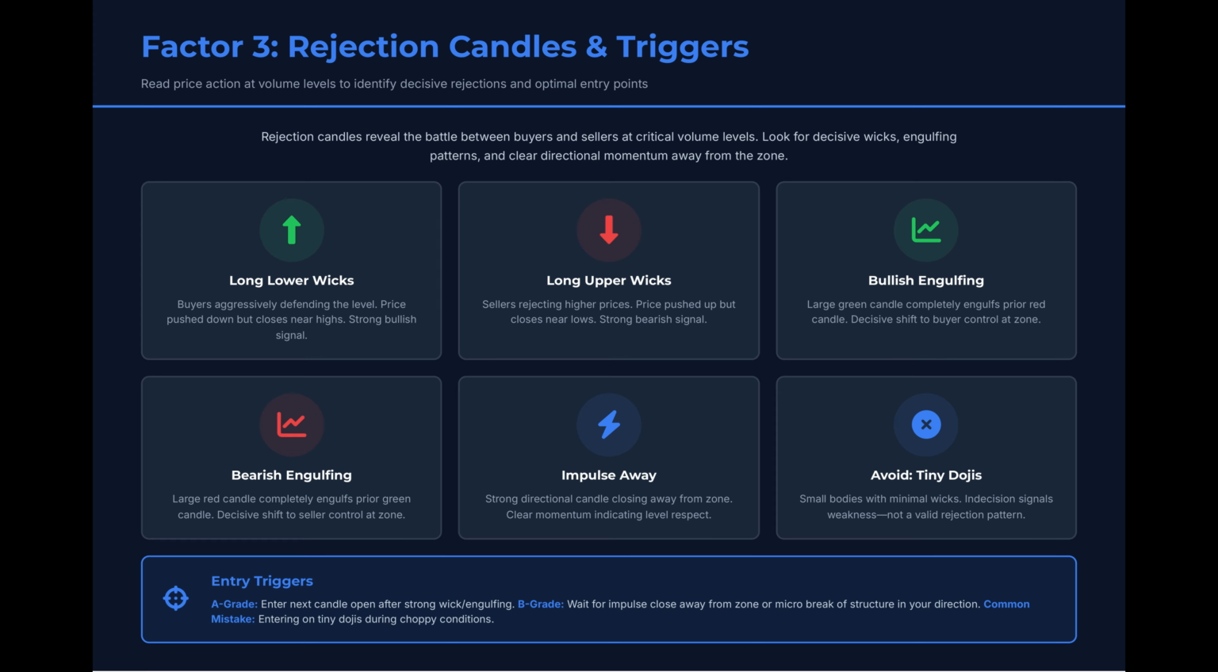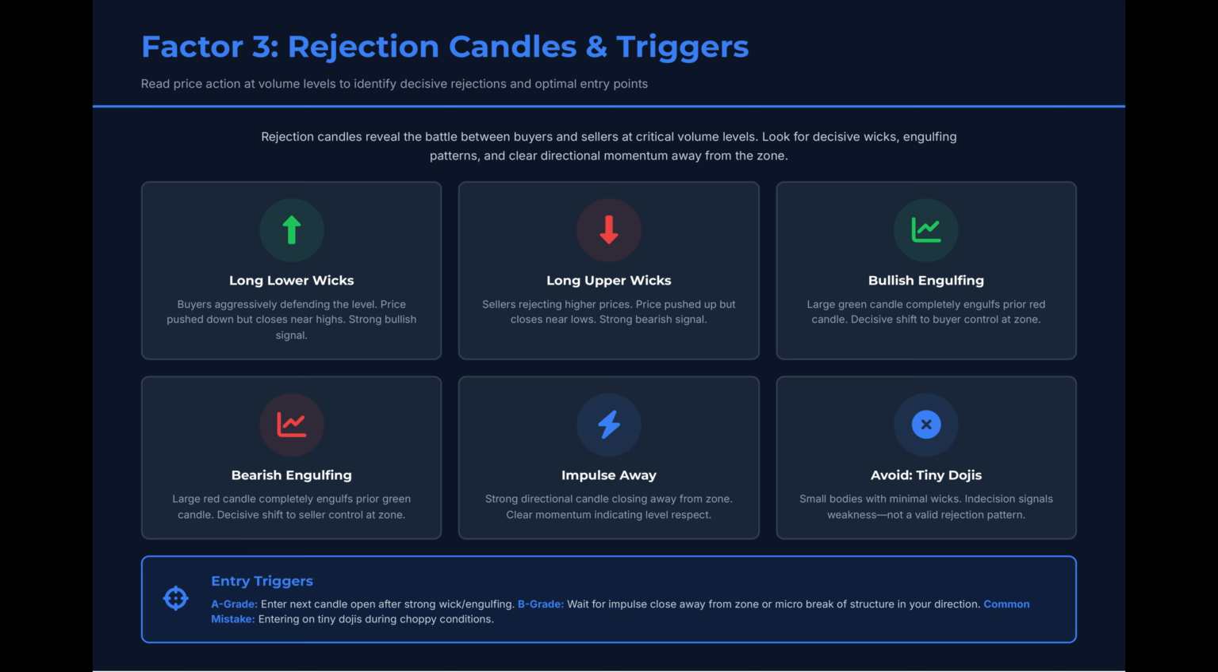So what defines a strong rejection candle? It's simple. A candle with a long wick in the direction opposite to your trade, showing that price was rejected from that zone decisively. For long entries from support, like the previous day's value area low, you want to see a bullish rejection candle. This means a candle with a long lower wick. Price dipped into or toward the VAL, buyers stepped in aggressively, and price was pushed back up.